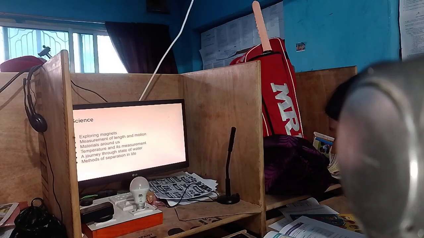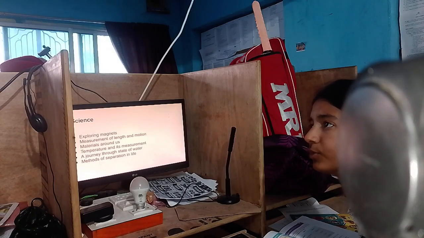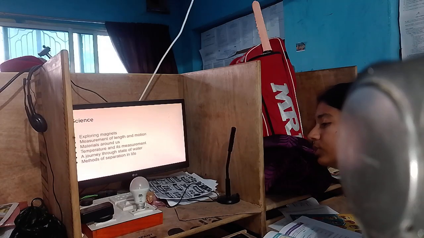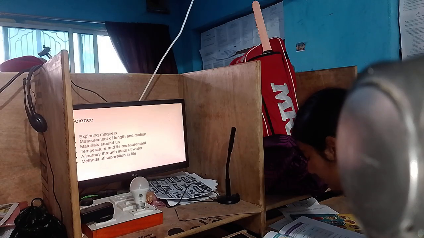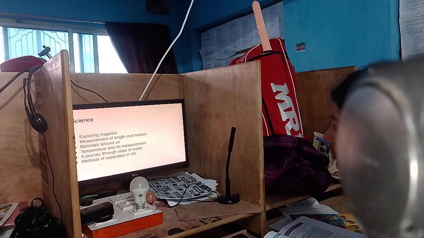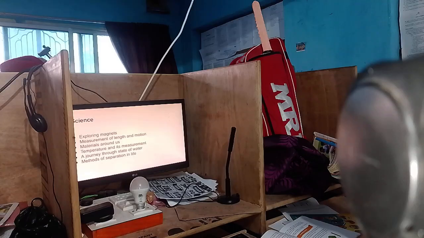And now the reference point. A reference point is a fixed point. For example, there are two children living in different places, in different villages, but both have to reach the school. So the school is a fixed point, the school is the reference point. So this is about the chapter on measurement of length and motion. And now I'm going to talk about materials around us.